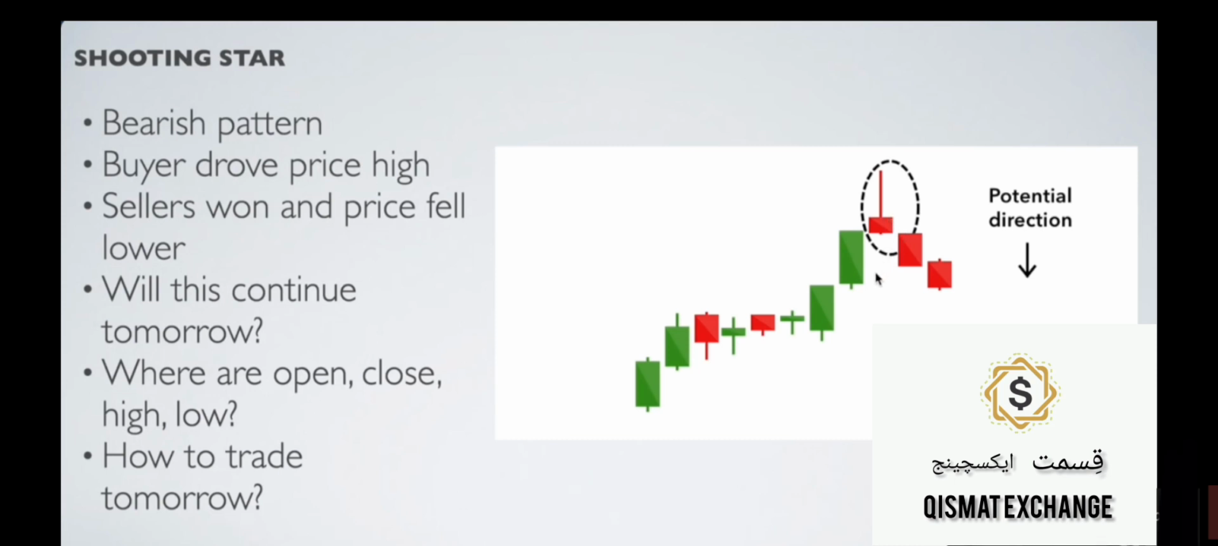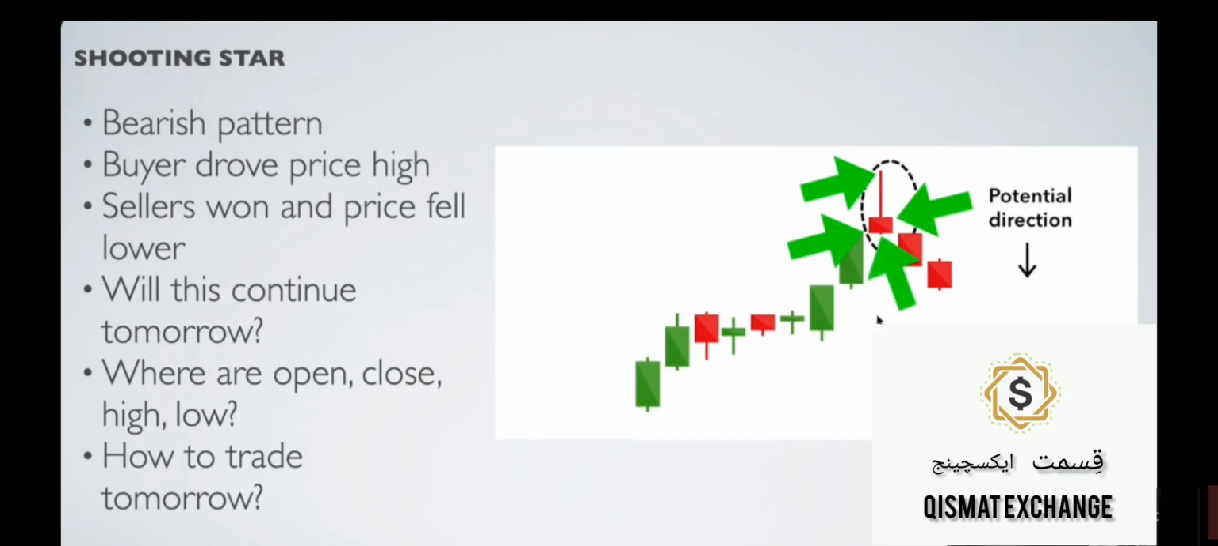Whereas the open, close, high and low, this is obviously the open because it's a red candlestick. So we know the higher line is the open. This is the close right here, the end of the body. We have the high right here of the session, and we have the low, this tiny little bit here.